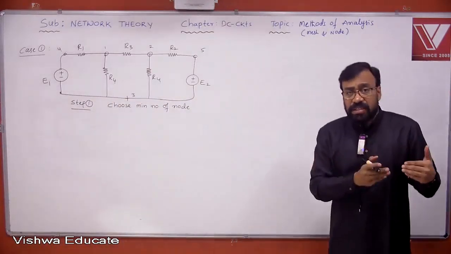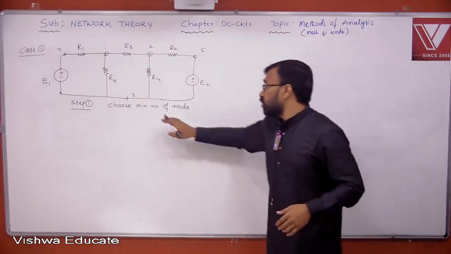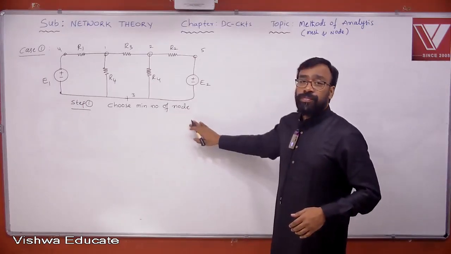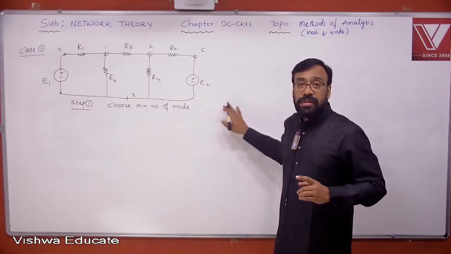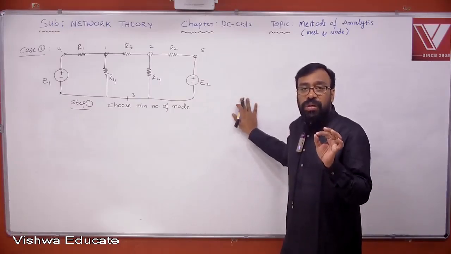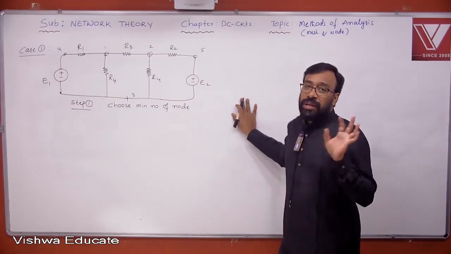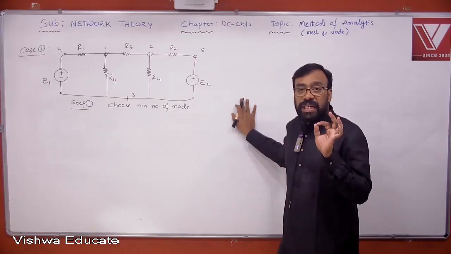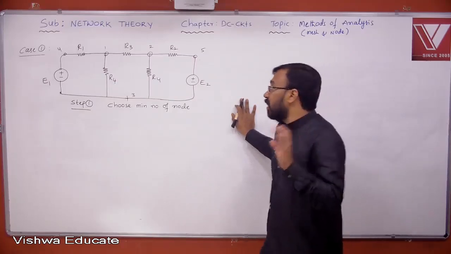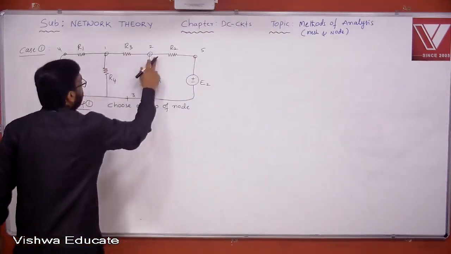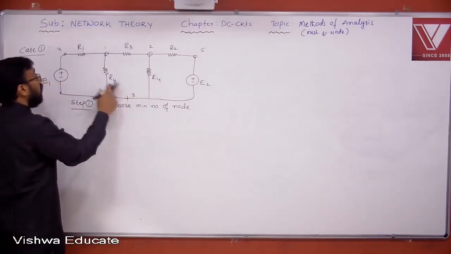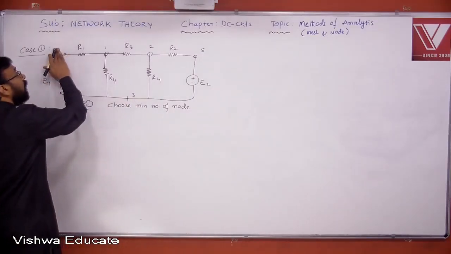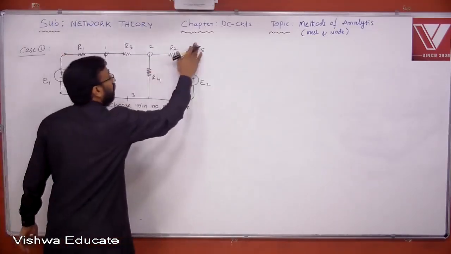But in our analysis, what is our objective? We want to choose the minimum number of nodes. For that, you select a node with minimum degree 3. So what is the degree here? Degree 3, degree 4. Therefore, I can choose degree 2. Let me eliminate it.